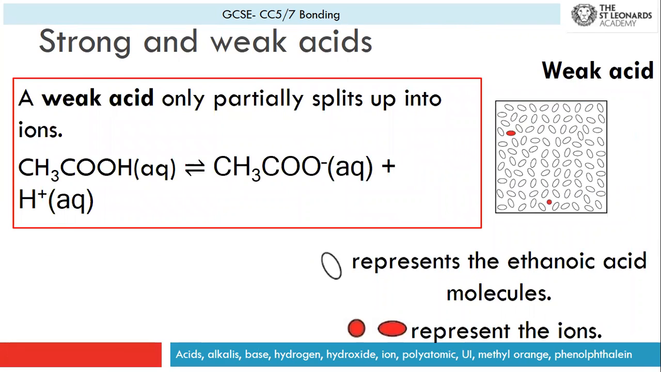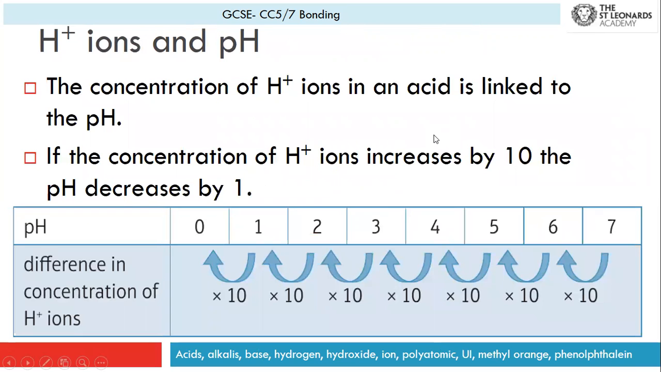Now, strong and weak acids. Okay, as we said, a weak acid will only partially split up into its ions. So an example here, we've got the aqueous solution and it doesn't completely dissociate or split. Make a note.